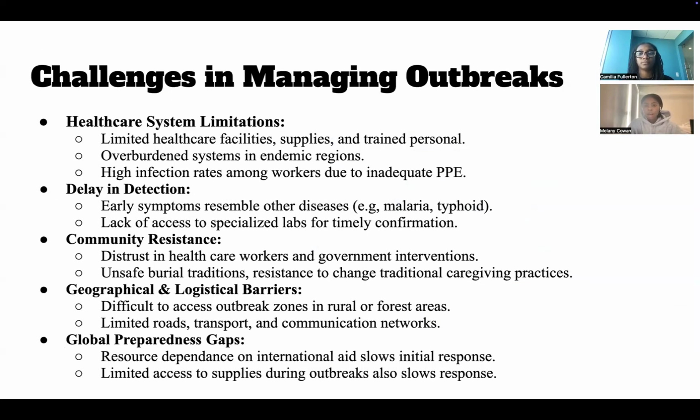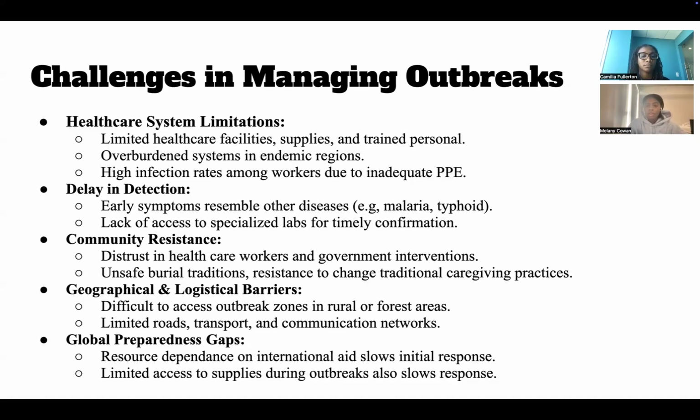Challenges in managing outbreaks. Healthcare system limitations: limited healthcare facilities, supplies, and trained personnel; overburdened systems in epidemic regions; high infection rates among workers due to inadequate PPE. Delay in detection: early symptoms resemble other diseases such as malaria and typhoid, and lack of access to specialty labs delays timely confirmation. Community resistance: distrust in healthcare workers and government intervention, unsafe burial traditions, and resistance to changing traditional caregiving practices.